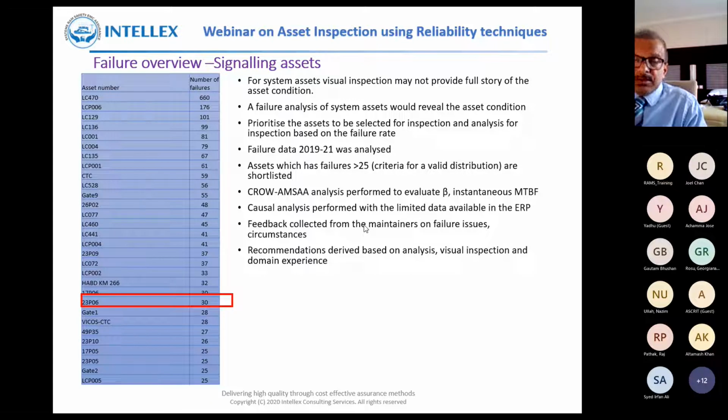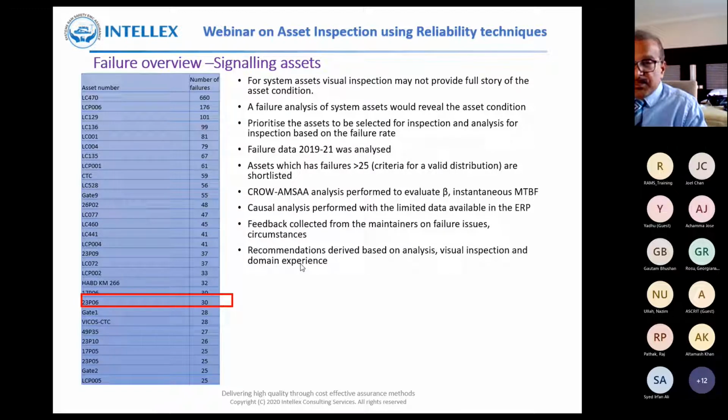Then we perform the causal analysis with whatever data is available. But we also spoke with the maintainers. So you collect the data from various sources, then you infer, OK, this is likely to be the issue in these areas. Then recommendations were derived based on the analysis, visual inspection, and the domain experience.